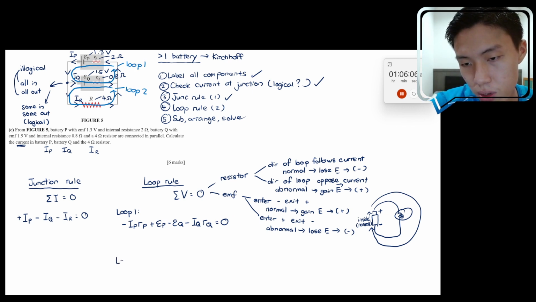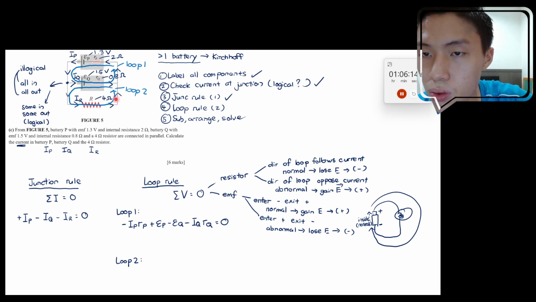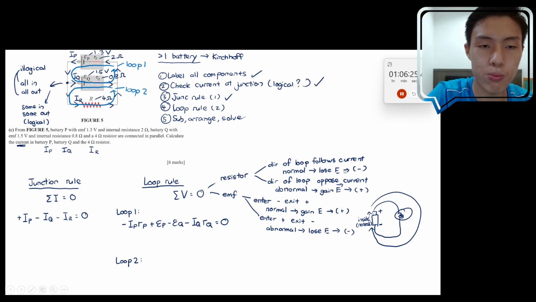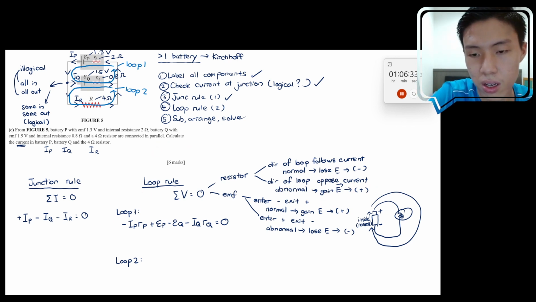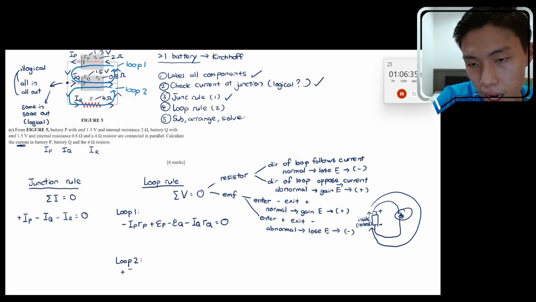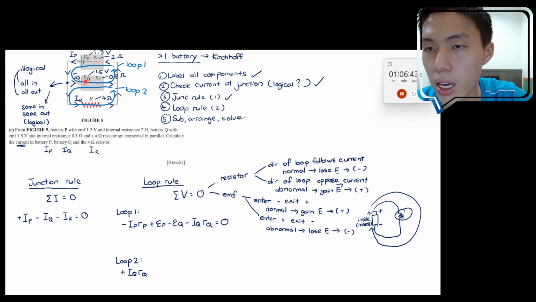Let's do it for loop 2 as well. Okay, loop 2, I'm going from here to here. So first thing I pass through is RQ. So RQ here, my current is flowing to the right, but my loop is going to the left. So right and left, they are called opposite direction. So opposite direction, you are supposed to gain energy. So gain energy is positive. Okay, so positive IQ RQ.